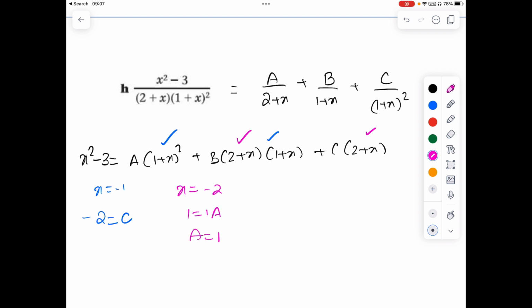Now what will I be doing? I will be comparing the coefficients of x square. So what is the coefficient of x square on the left side? 1. And on the right, I'll be getting A over here, and B over here. A plus B equals 1. So A was 1, so 1 equals 1 plus B. So this gives me B as 0.